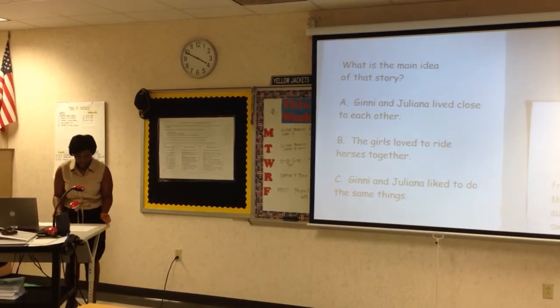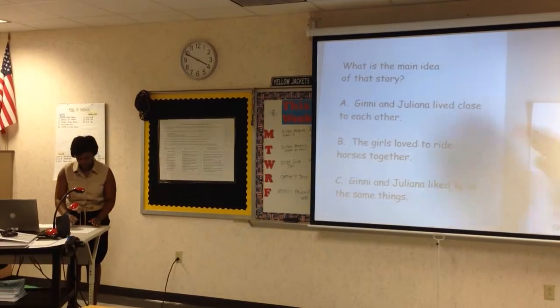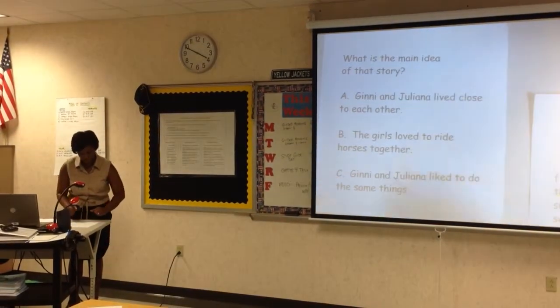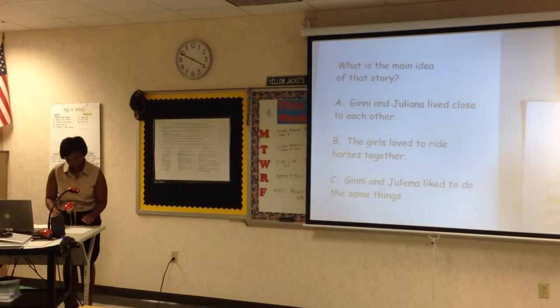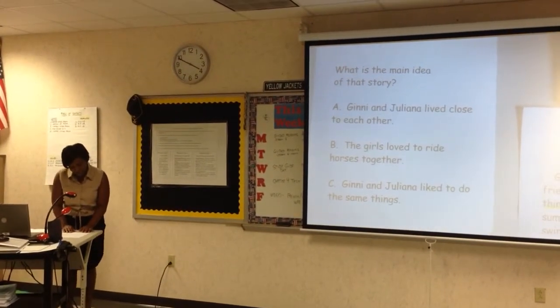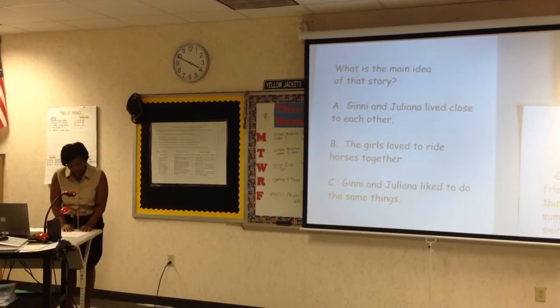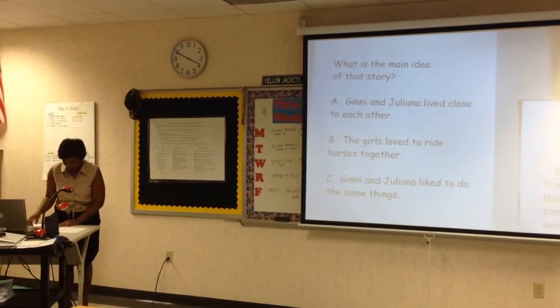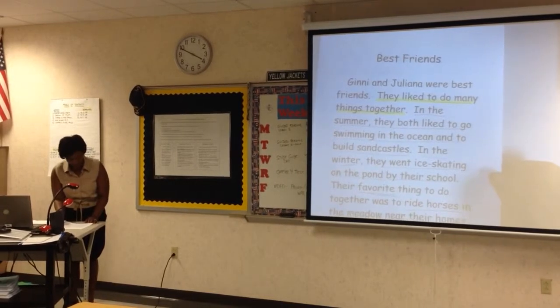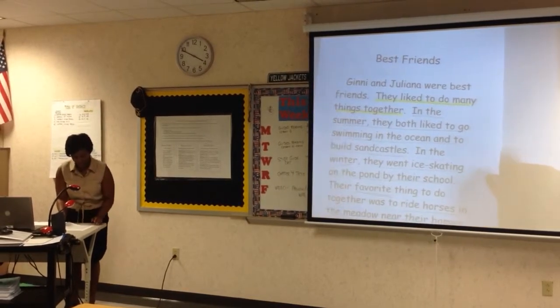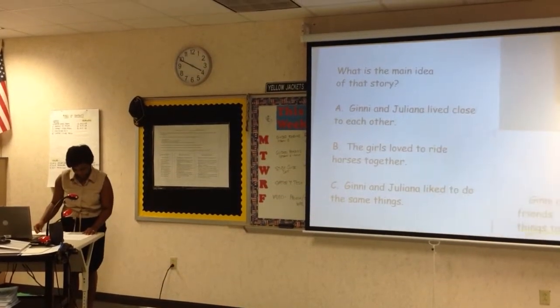So on the FCAT, there's the question and they have choices. So these are all choices. Let's see if they match up with what I underlined here. What is the main idea? Jenny and Juliana live close to each other. Well, there's nothing on there about that. I can go back to the text to support. There's no support for that.